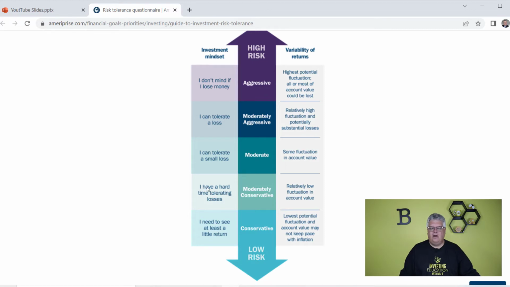So if you have a hard time tolerating losses, well, that's moderately conservative. And so you'll have low fluctuation, you'll have more conservative investments, more bonds, cash. And if you're really conservative, so I just need something safe and I need to get a little return. I don't even want there to be a lot of money growing necessarily. I just don't want any kind of fluctuation at all. Then you'd be conservative, so you'd be more in the low risk.